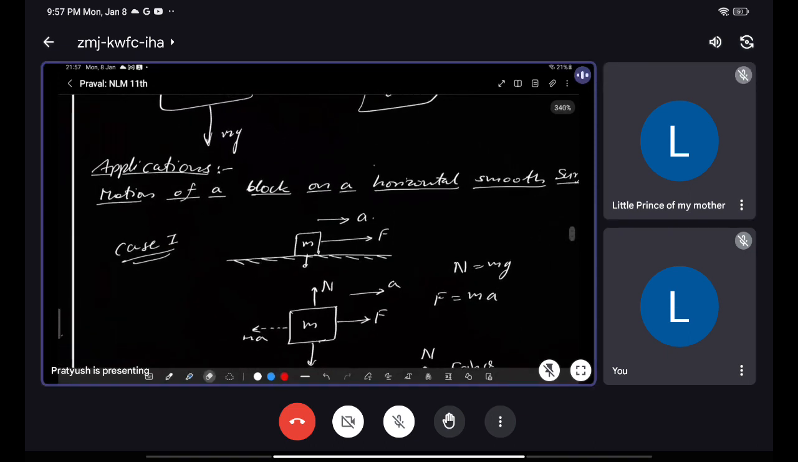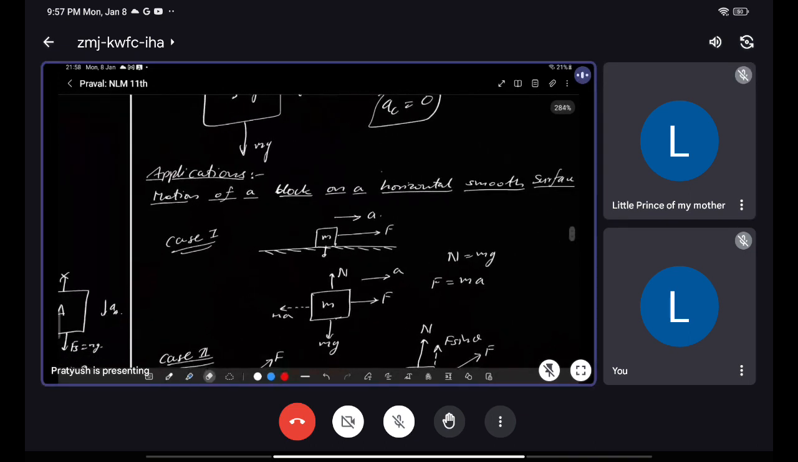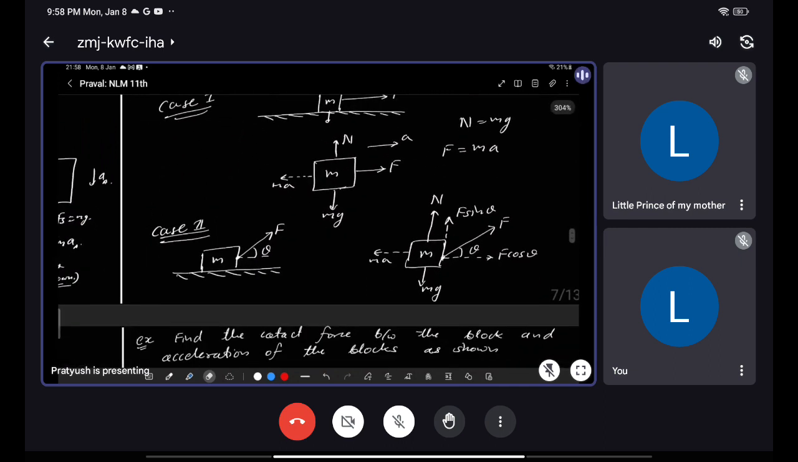Now, applications of Newton's laws of motion. Again, when a single block is there, then in this case you know how to calculate it. You know it already how to calculate it easily. Just draw the FBD and you will get the answer. Second case, if it is at some angle, then you need to resolve the angle. Then you will be able to solve it easily.